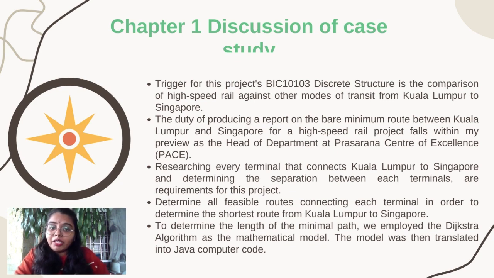Researching every terminal that connects Kuala Lumpur to Singapore and determining the separation between each terminal are the requirements for this project. The reason why this project is conducted is to determine all feasible routes connecting each terminal in order to determine the shortest route from Kuala Lumpur to Singapore. It is also to determine the length of the minimal path. We employed Dijkstra's algorithm as the mathematical model. The model was then translated into Java computer code.